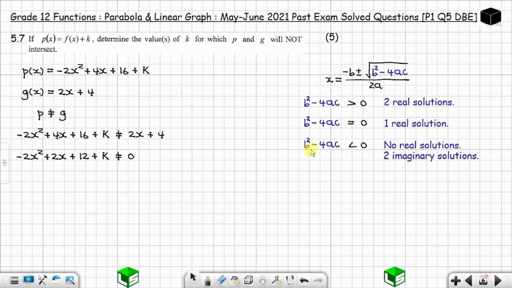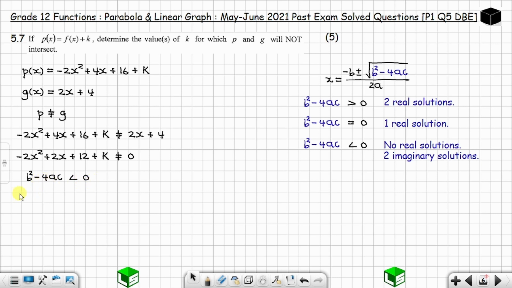So we are interested in the discriminant being less than 0. This is when you have no real solution. And this is going to help us to solve when P and G will not intercept. We are going to look at this because this says there is no real solution. We are interested in finding no solution. That is when P and G will not intercept. So we are going to use this one, B squared minus 4AC less than 0.